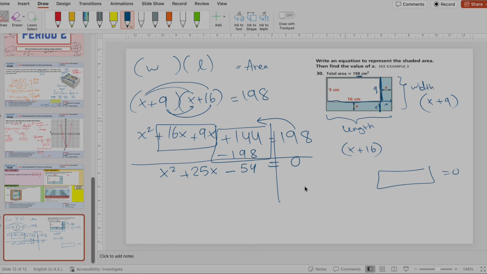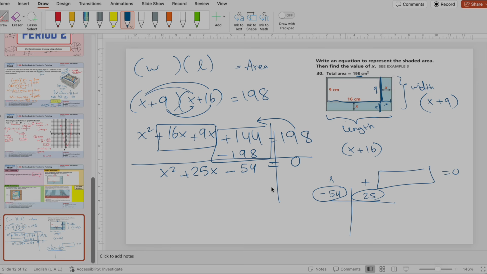And then, obviously, I'm going to use factorization. Give me two numbers. If you multiply them, you get negative 54, and if you add them, you're going to get 25. So you can list down all factors of negative 54, or you can use your calculator to find the solutions right away, as you like, as long as I did not ask you to show me the factorization steps.